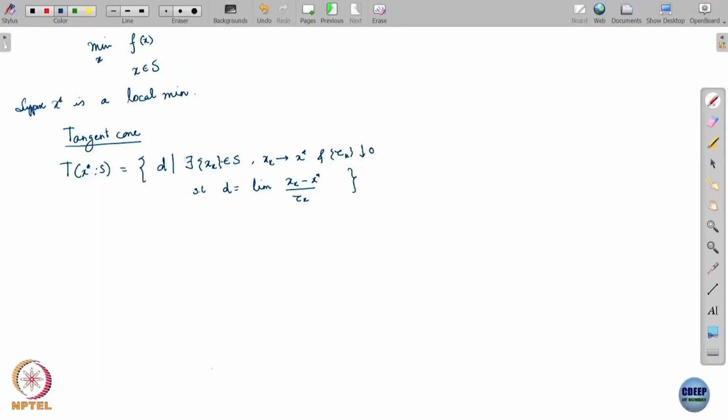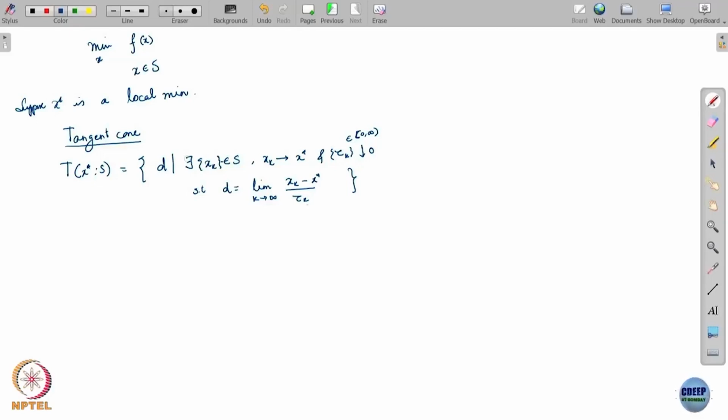So the tangent cone is those vectors D for which there exists a sequence xk in S converging to x star, and a sequence tau k of positive scalars converging to 0, such that D can be written in this form: the limit as k tends to infinity of xk minus x star divided by tau k.